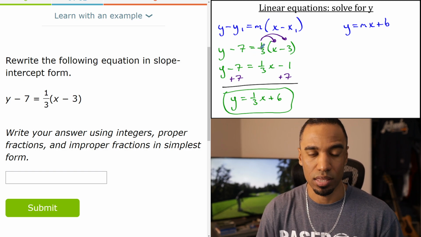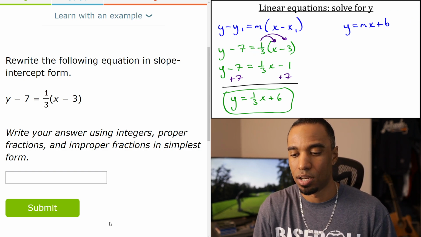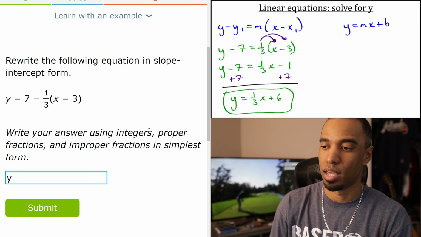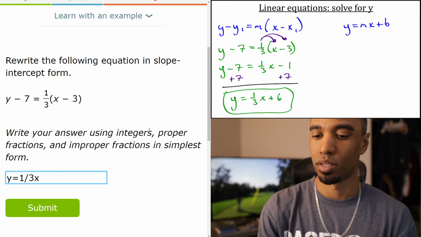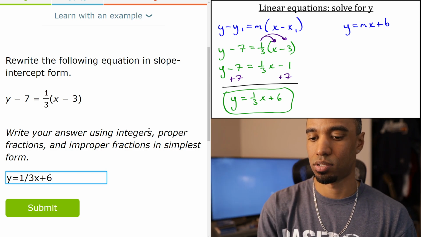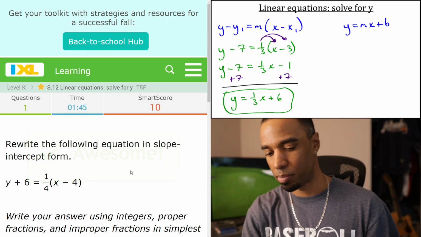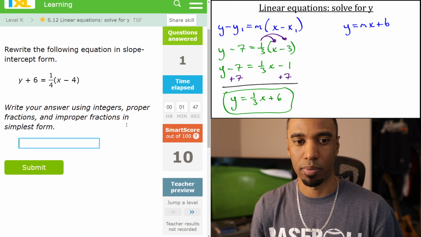These both represent the same line when graphed. Not that I'm graphing here, but if I graphed one versus the other, they'd fall exactly on the same line with each other. Plus 6. I can't see my SmartScore if I'm too zoomed in. There we go. A little better.